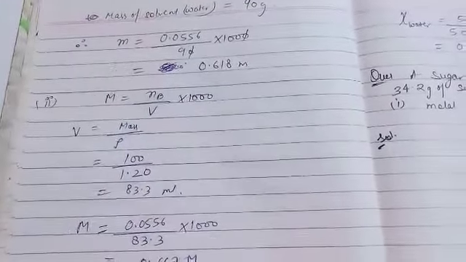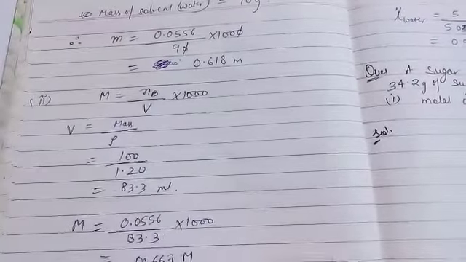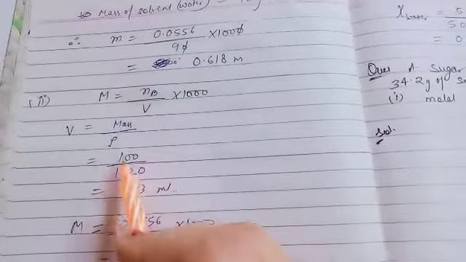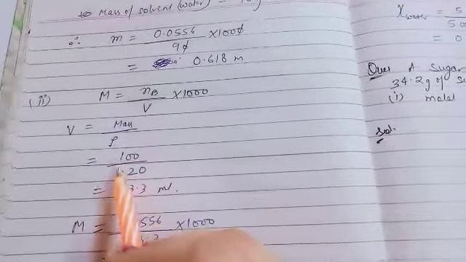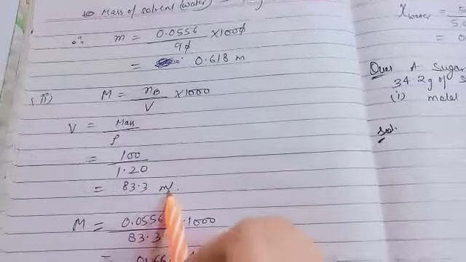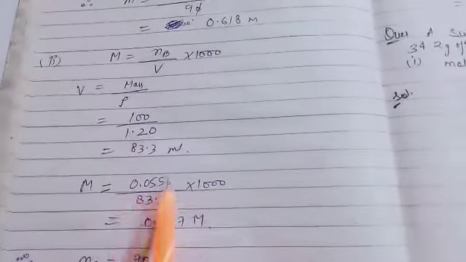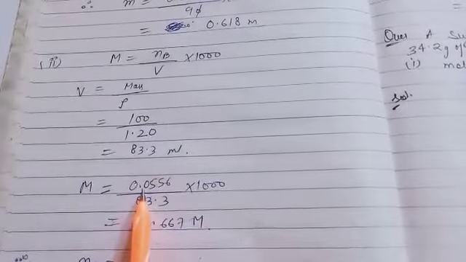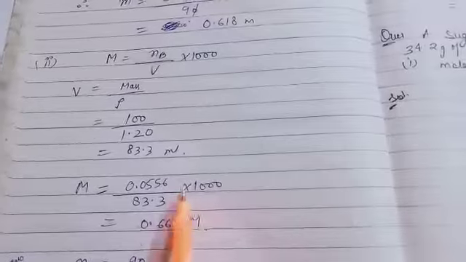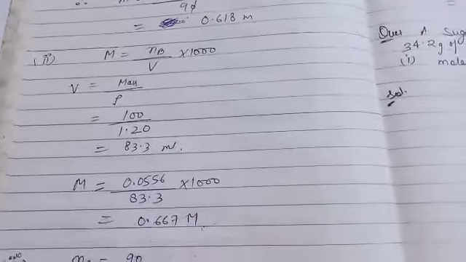Density is given, but the volume is not given to you. So how to calculate volume? Volume is equal to mass upon density. Put the values: 100 upon the density 1.20. After solving this, the answer is 83.3 ml. Substitute all the values in your formula: the number of moles of solute is 0.0556 upon 83.3. After calculation, your answer is 0.667 M.